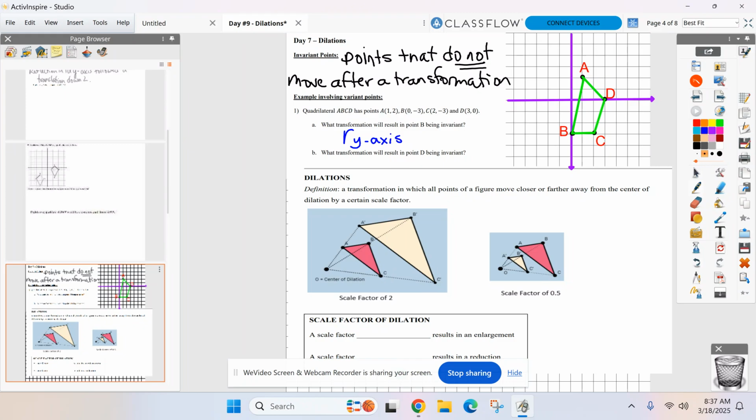Go to point D. Give me something I can do that point D is not going anywhere. And that would be a reflection over the x-axis, yeah. All right, so I just wanted to put a new vocabulary term to those points that just sit there and don't move anywhere.